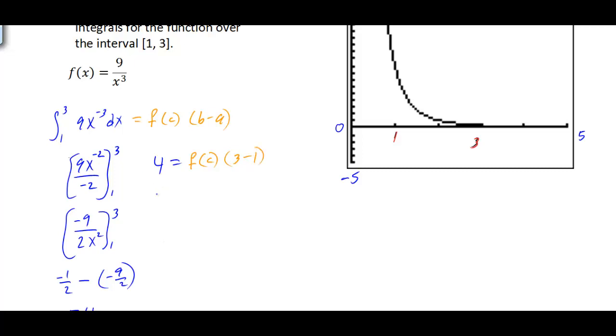So we would end up with 4 equals this f of c times 2, since 3 minus 1 is 2. So if we're solving, we would divide both sides by 2. 4 divided by 2 is 2. So f of c is equal to 2. Now keep in mind that is our y value. So that says if we go over here and go up 2 places on the y-axis, this is our f of c.